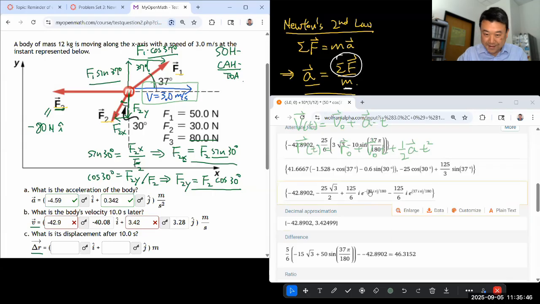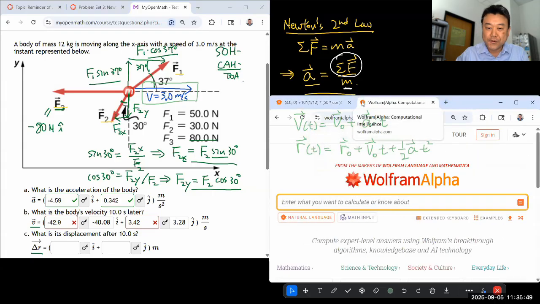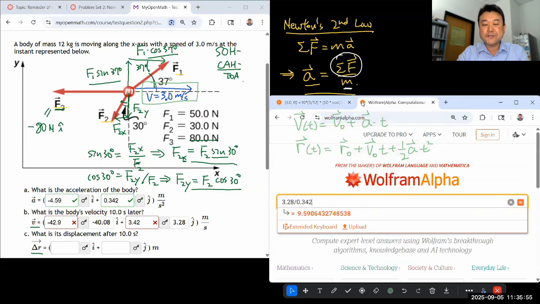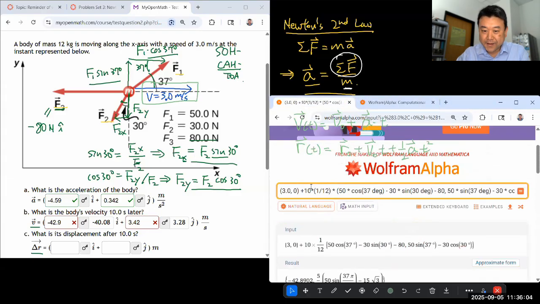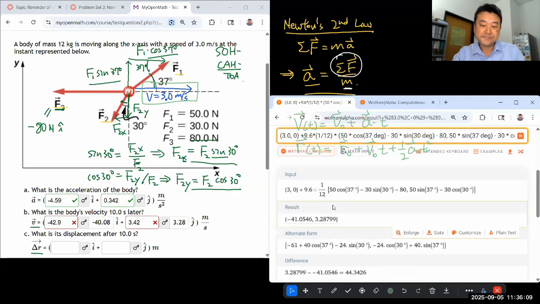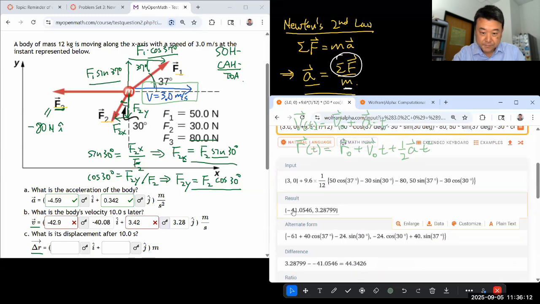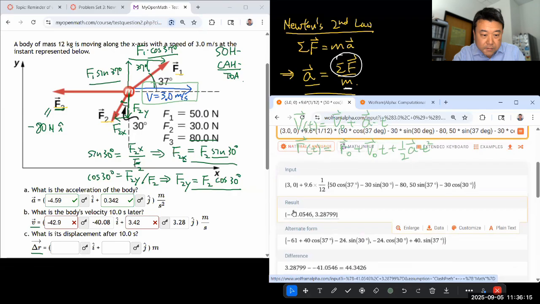So what I can do is figure out what the internal version of the number is. Let me do it this way. 3.28 divided by 0.342. So I'm pretty sure the question has used 9.6 seconds as the time. That's my guess, because if I make this 9.6, then I'll get the right answer. So, wait. Oh, it might also have done this with the initial velocity, because this doesn't match that.